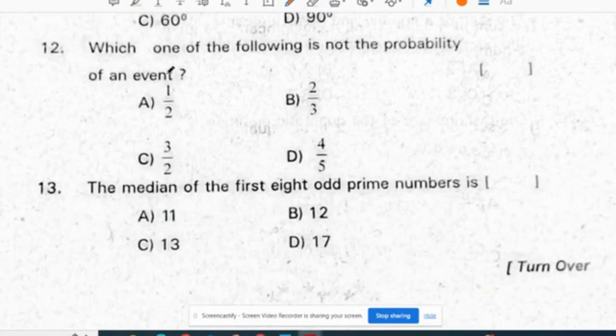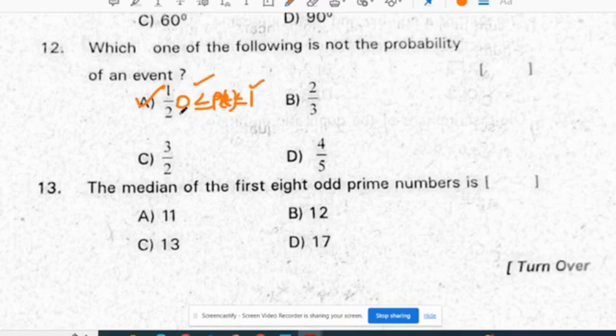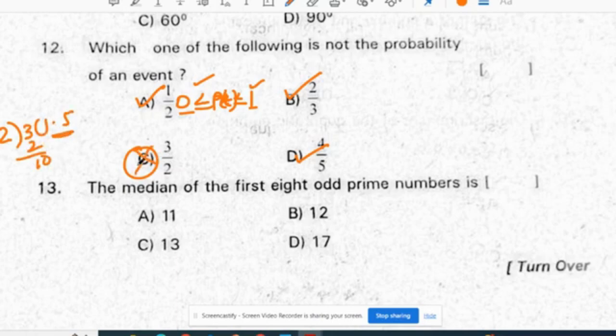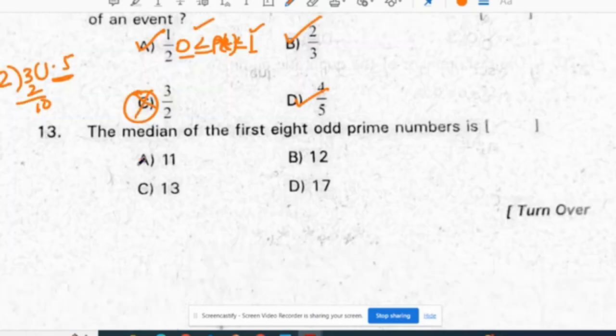Which of the following is not the probability of an event? Probability always lies between 0 and 1, including 0 and 1. So more than 1, it is not a probability. 1 by 2 is less than 1, 2 by 3 is less than 1, 4 by 5 is less than 1, but 3 by 2 is not less than 1. It is greater than 1. So 1.5 is greater than 1, therefore it is not a probability of an event.